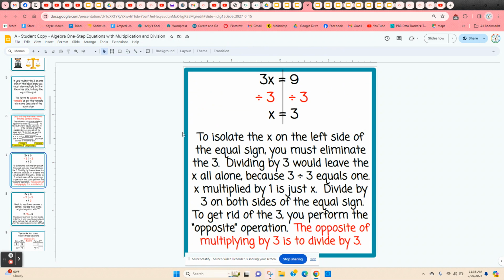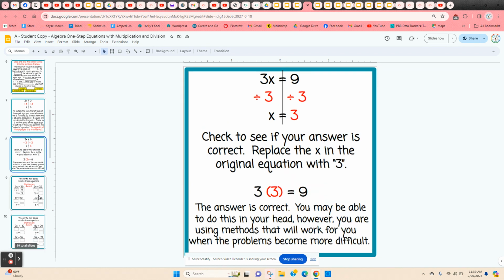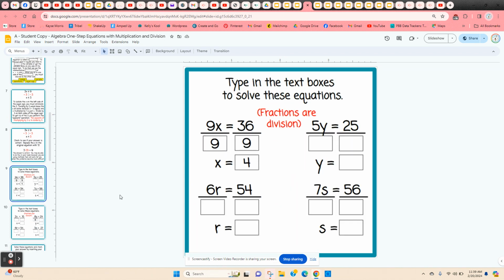And then it gives an example of how to solve a multiplication problem by doing the opposite operation, and then how to check their answer. So here is an example of what they want the students to do.